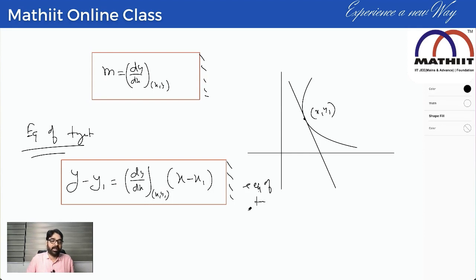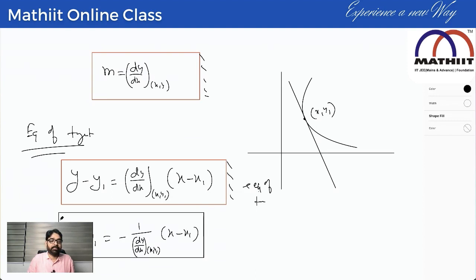Equation of normal will be y minus y1 equal to minus 1 by dy by dx at x1, y1, into x minus x1. This is your equation of normal. You already know it. Please don't try to make a new formula. It's a simple y minus y1 equal to m into x minus x1.